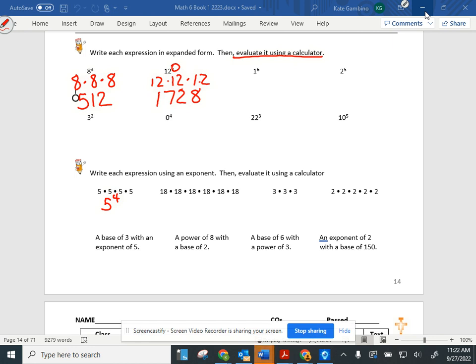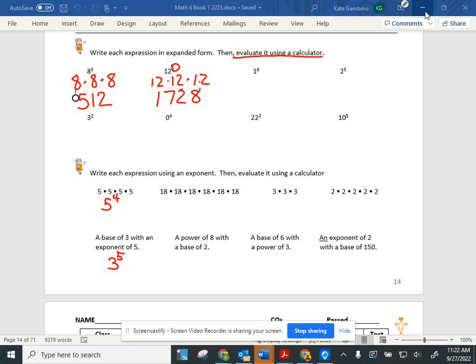Then we have to do the math. Put in 5 to the 4th power on your calculator. On the bottom, it's the same thing, they're just using words. So a base of 3, that's our big number, with an exponent of 5, and then do the math. Any questions on our page today? It's just this one page, using our calculators. Any questions on it? Jillian?